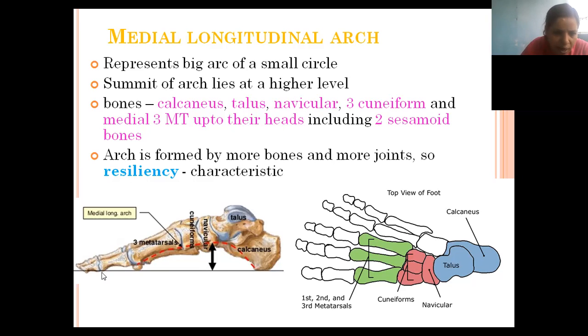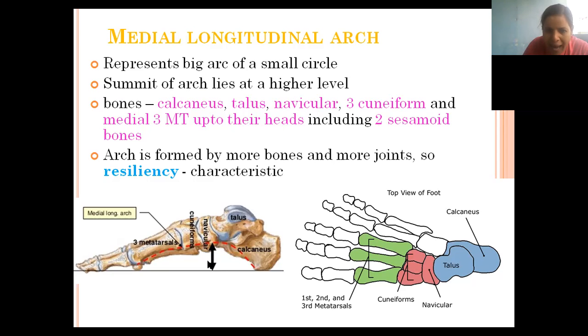So the medial longitudinal arch, if you observe this, what are the various bones you are seeing? Here we have calcaneus, talus, navicular, cuneiforms, and 3 metatarsals. These are the main bones taking part in the formation of the medial longitudinal arch. So it represents a big arch. When you look at your own foot, this medial arch has more height, that means it is more arched when compared with the lateral longitudinal arch.